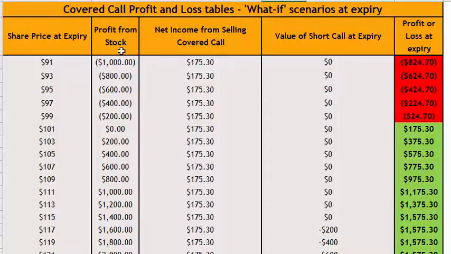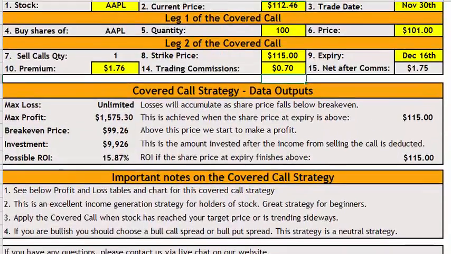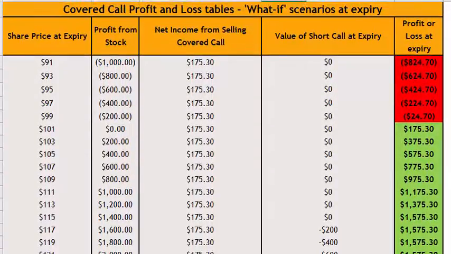So the first thing we put on here is the profit from our stock position. As you know, we've bought the shares of Apple at a price of 101. If the share price has dropped to $91 and we own 100 shares, well, we're down $10 by 100, so down $1,000. At 93, we're down $800, and so on and so forth. So that's just the profit from the stock if the share price at expiry is trading at one of these levels.